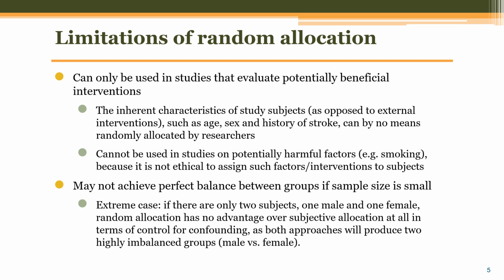The interventions must be potentially beneficial according to current knowledge, because it is not ethical to assign potentially harmful interventions to subjects. For example, it is unethical to assign non-smoking subjects to a smoking group and require them to smoke for the study. Furthermore, random allocation may not achieve perfect balance between groups if sample size is small. For example, in an extreme case with only 2 subjects, one male and one female, random allocation has no advantage over subjective allocation at all in terms of control for confounding, as both approaches will produce 2 highly imbalanced groups.